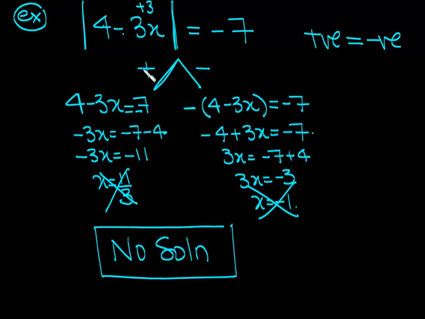So right away when you were given this problem, you didn't even have to do anything here. You could have just ignored all of this because you should have recognized that the absolute value always returns a positive number. It cannot give you a negative number. So you know that this is not possible. Okay. So those are examples of absolute values.